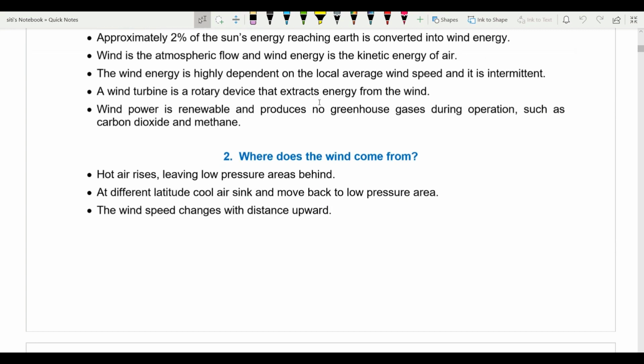So hot air rises leaving low pressure area behind. At different latitude, cool air sinks and moves back to the low pressure area. So the wind speed changes with distance upward.